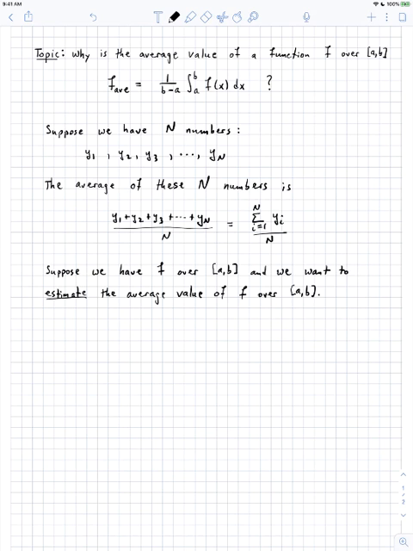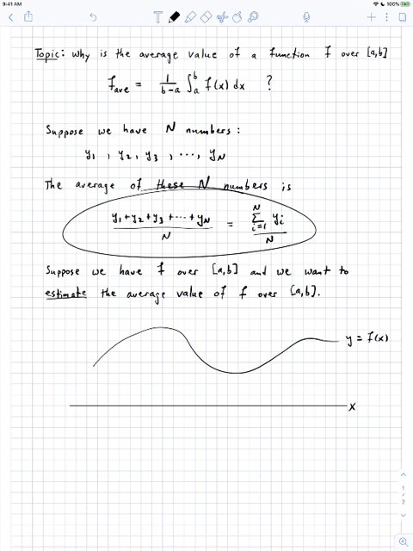Let's suppose that we graph it. So this will be our x-axis, and we're going to have some function y equals f of x. F takes on uncountably many values, so we can't use the more traditional approach. But what we can do is select a bunch of different x values, evaluate the function at those x values, and average that. We can get a sampling of values. So even if we're not averaging all of the values, we can average a large sample of values.